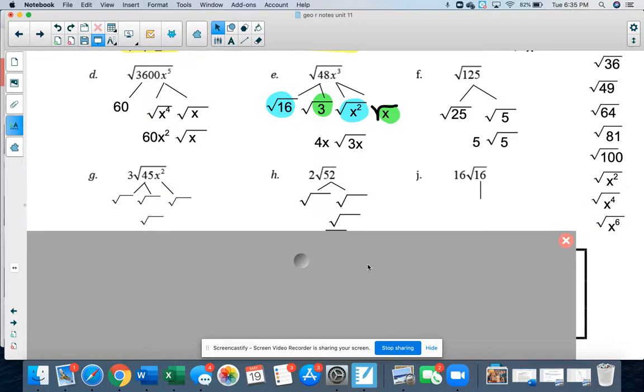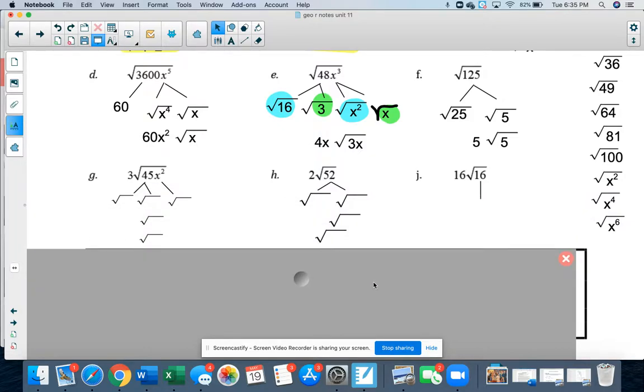All right, G. If you're feeling more comfortable and you haven't already, please try and pause the video and see if you can do some of these. It's a little bit different, G and H, because I have a number that's out in front right here. So that number is actually just going to stay out in front. That 3 is going to stay in front. The 45 is going to break down to 9 times 5, and the 3 should be out here. And the x squared is a perfect square, so I don't need to break it up.